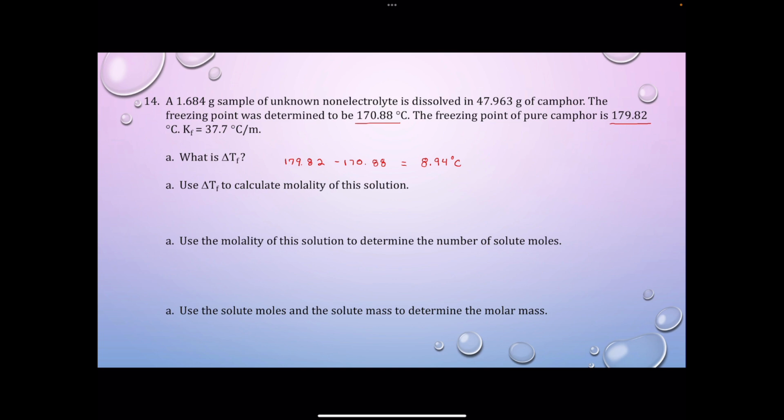Once we've calculated that temperature change, we're going to use that temperature change to calculate the molality of the solution. So we're just plugging into our temperature change equation. So our temperature change was 8.94 degrees Celsius. We set that equal to K. We're told K is 37.7. And our i value is 1. So we're rearranging this equation to solve for our molality.